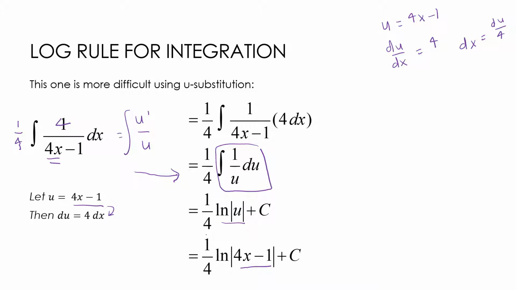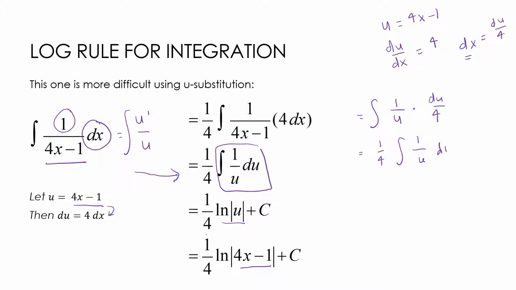So this would then be the integral of 1 over u times dx, because that's what let me get rid of the 4's here. 1 over u, and then dx I've replaced with du over 4. And then I said, well, I don't like that 4 on the inside, and so I'm going to rewrite that as 1/4 integral of 1 over u du. And so notice here it's exactly the same, and I would finish it the exact same way.